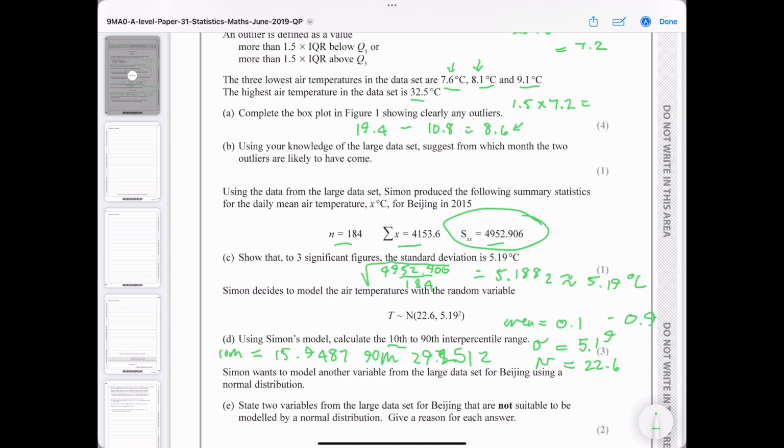And now just go back to your normal settings and take one away from the other. I'm just going to see if answer minus 15.9487 equals, yeah, that seems right. So the answer equals 13.3, and that seems quite reasonable.